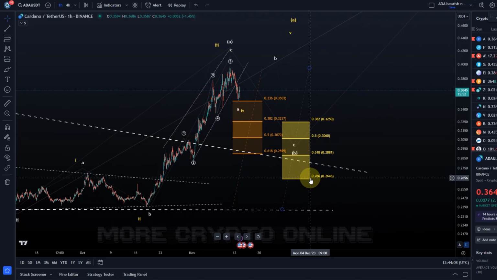That should give you plenty of parameters and levels to watch, should give you a good idea of the current trend and the relevant invalidation points. That's my update about ADA.